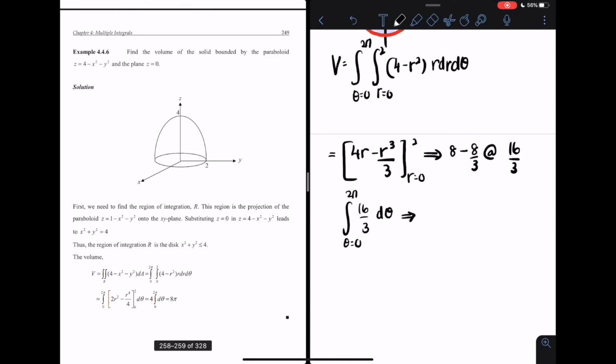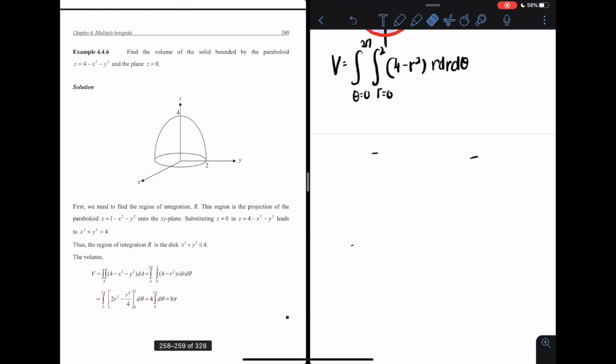I made a mistake over here. I forgot to multiply the whole expression by r. So let me erase this part. Okay, let us do this question once again.